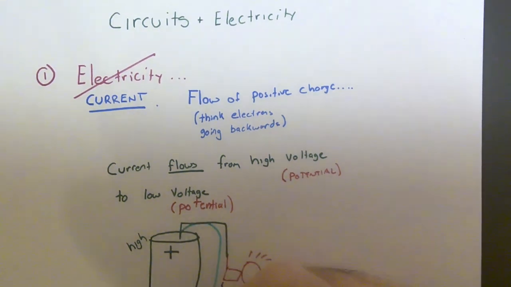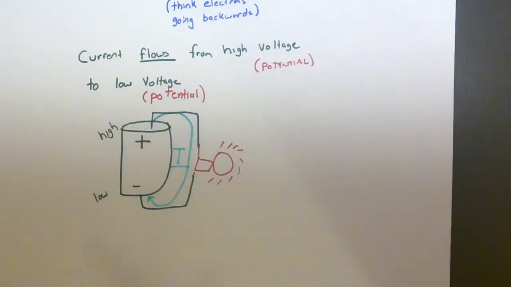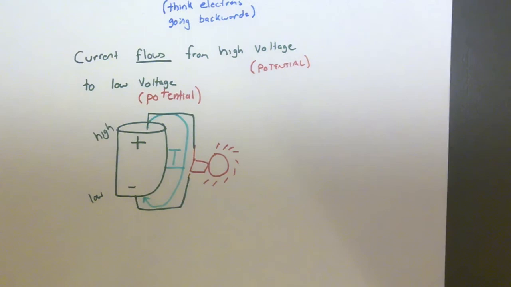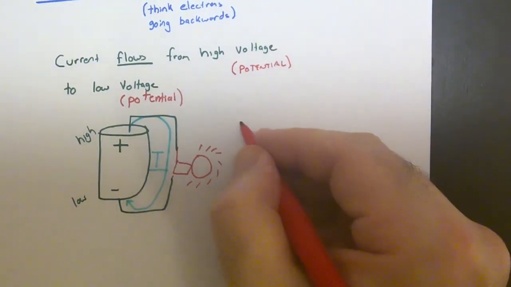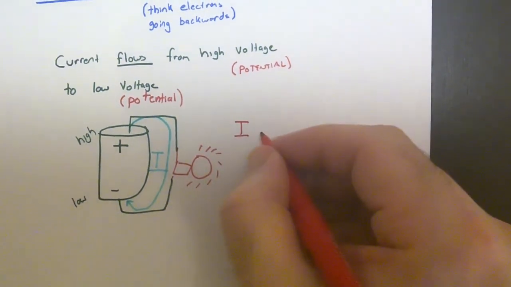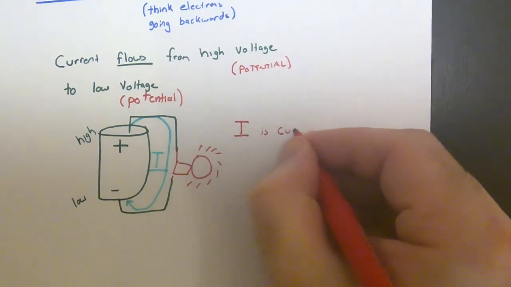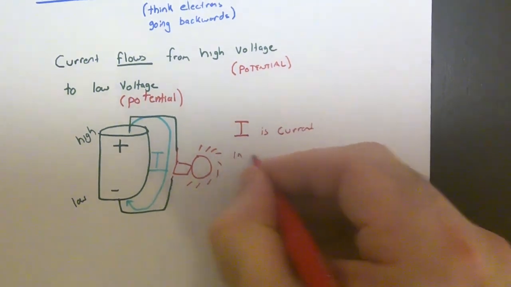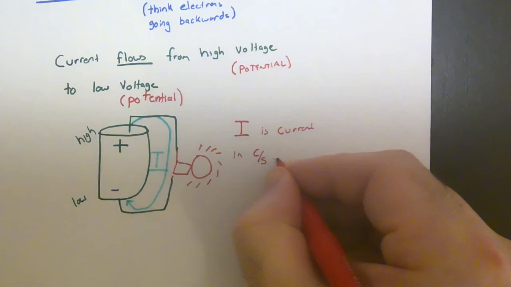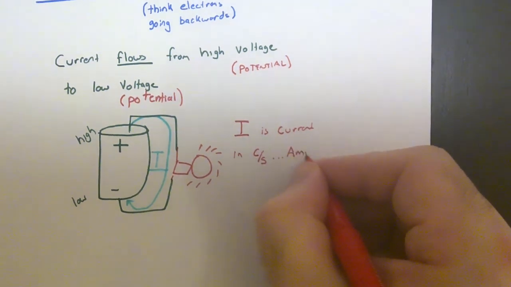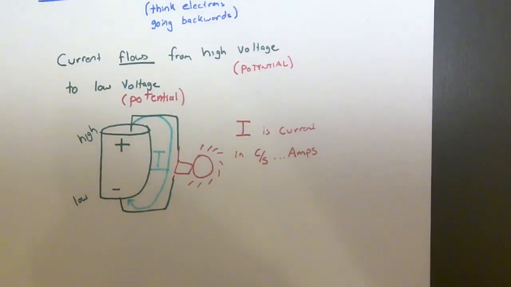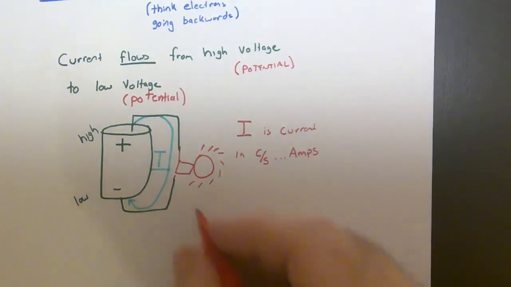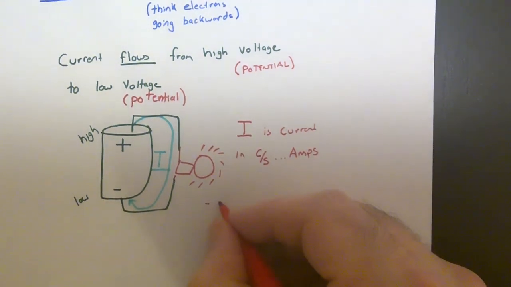And life is good. That arrow I'm drawing is the flow. I'm putting one letter, I, next to it, because that's the new letter for electricity. So you can see electricity is flowing from high to low. In the process, it's giving off light in a way. So I is the current. That's our new letter for it. It's measured in coulombs per second, which we're going to call an amp. So current is coulombs over seconds, which is called amp for short.